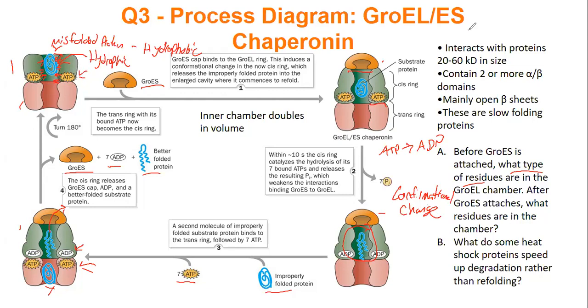The outside of the protein is not hydrophobic. The outside of GroEL is hydrophilic. Because if the outside was hydrophobic, that protein wouldn't go inside the cell. But the second part, during my conformational change, after I use that ATP, that energy, what type of amino acids are now inside my chamber or pointing towards the protein?